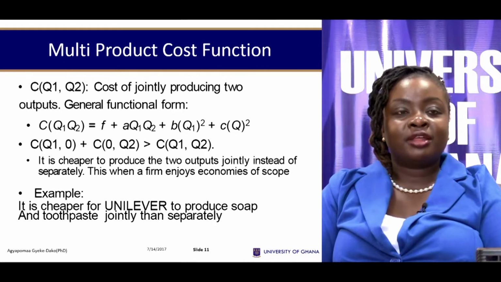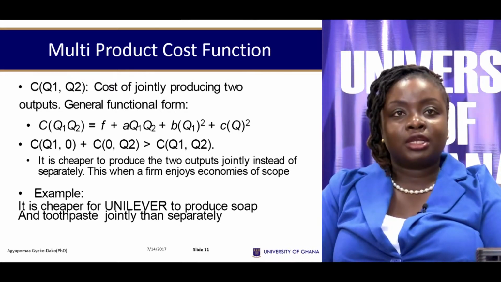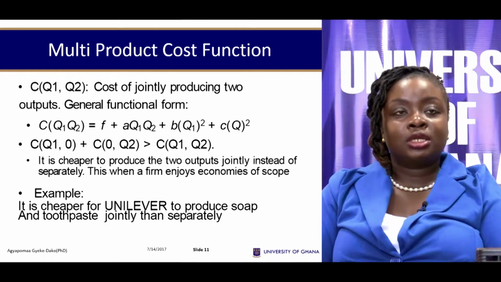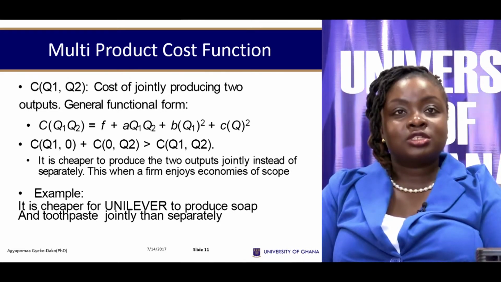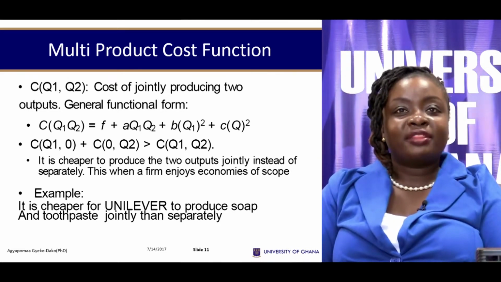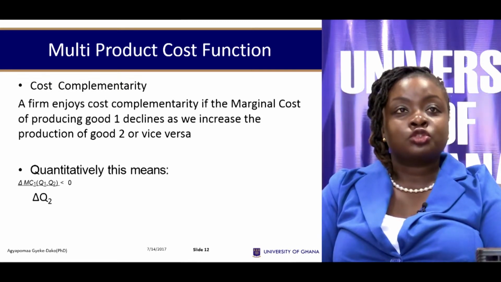Because remember, they could share labor, they could share some inputs. And so it's possible for Unilever producing these two products jointly to have its total cost being lower than that of the situation if it was producing these products separately. When the cost of producing the products jointly is lower than the cost of producing them individually, then we say that the firm is enjoying economies of scope. So you see here that if the cost of producing product 1 separately and the cost of producing product 2 separately, added together, are bigger than the cost of producing them together, then we say that the firm is enjoying economies of scope.